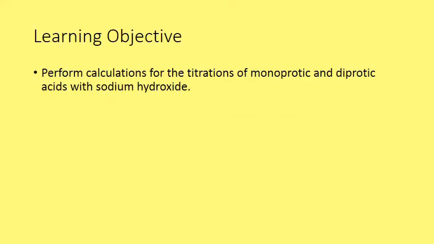Our learning objective in this lesson, just one of them, is to be able to perform calculations. We're just going to do two example calculations for the titrations of monoprotic and diprotic acids with sodium hydroxide. So for example, you might get the concentration and volume of one and just the volume of the base, and you'd have to work out the concentration of that base for either a monoprotic or diprotic acid.